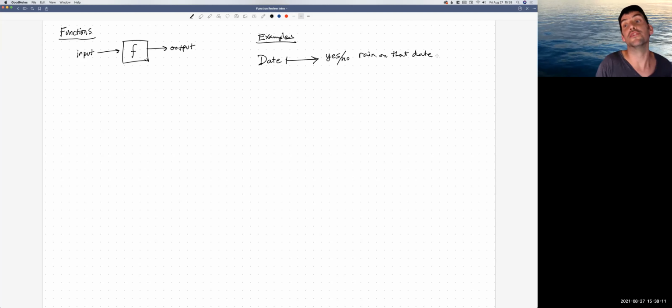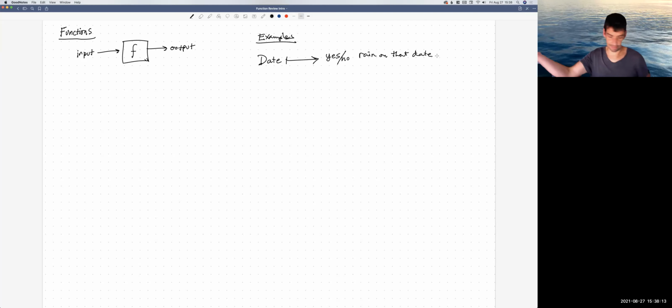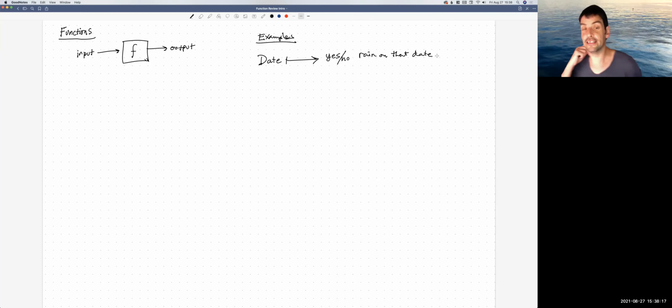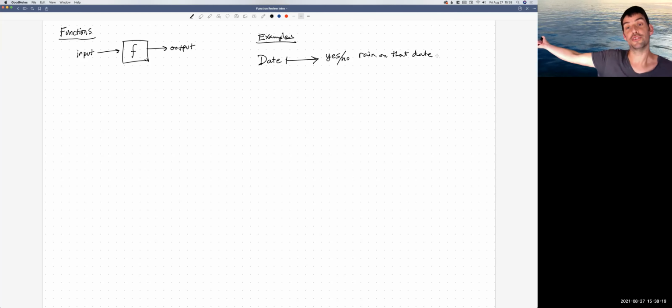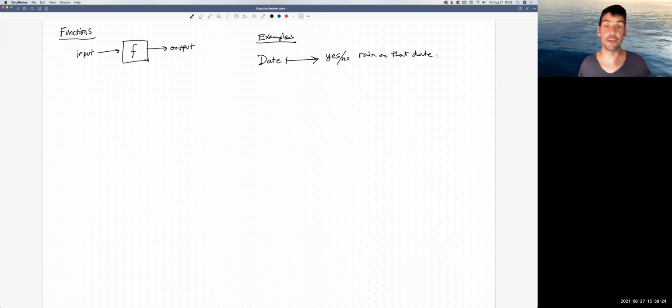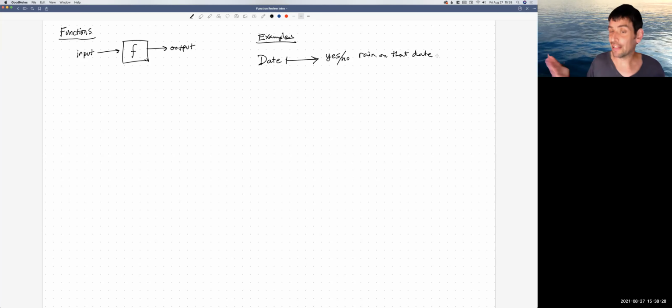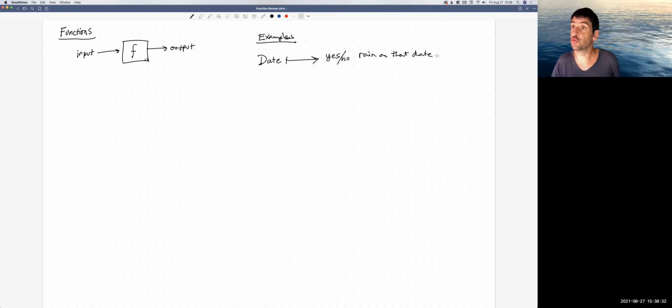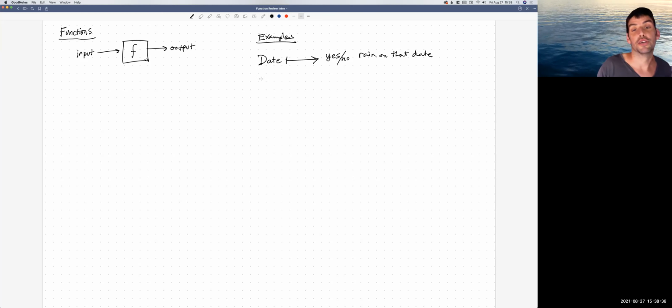So maybe this looks at some historical data. You tell it some date, April 23rd, 1972, and it will tell you whether it rained in Seattle on that day. And that's all that function is. So each date will either have a yes or a no. And if you put in the same date again, it should tell you the same answer. It shouldn't change whether it did rain on that day in the past or not.